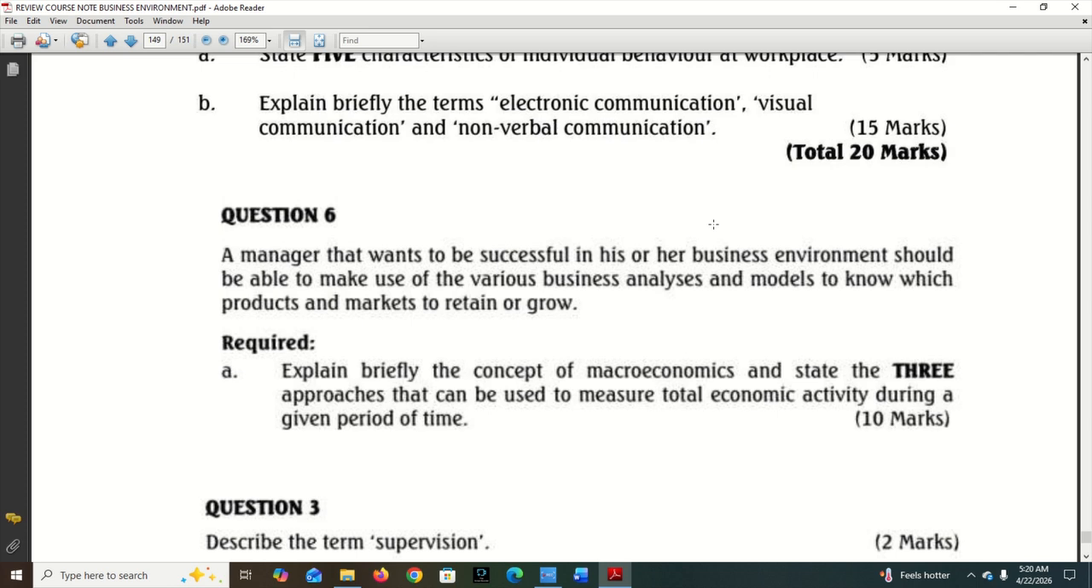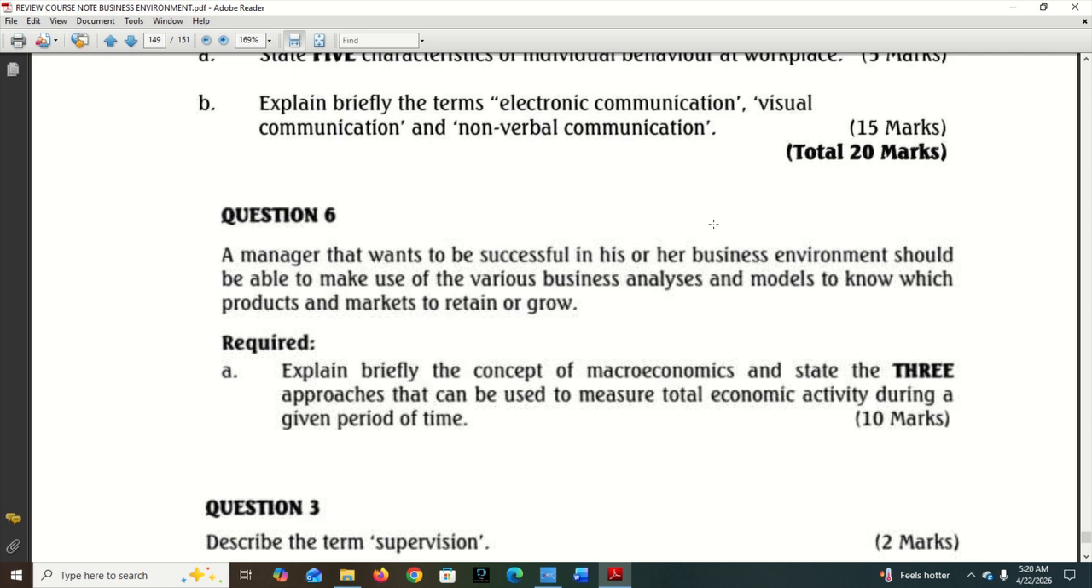Note the word state, they didn't say explain at length. And they even said briefly. So briefly means that you have to be very careful and just write maybe 1 or 2 lines and you are good to go. You don't have to write a story to get that mark, because you have to be very conscious of managing your time in the exam. So let's start from what macroeconomics is.